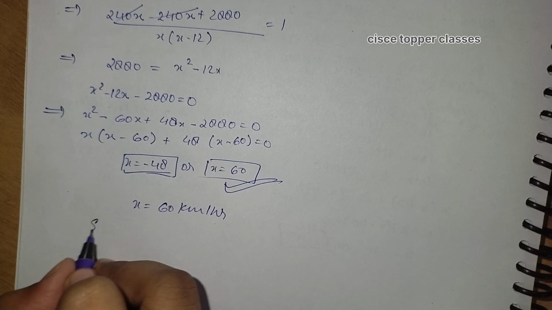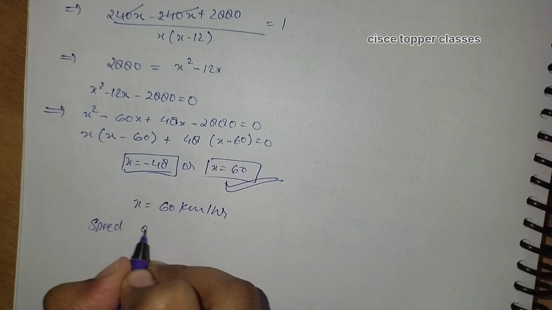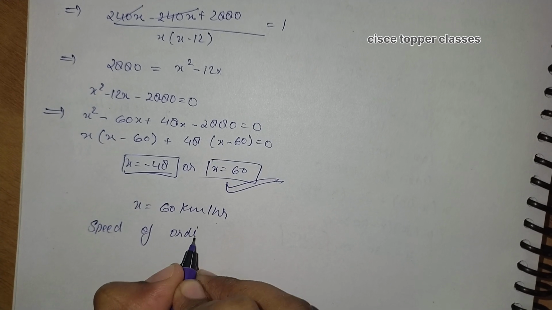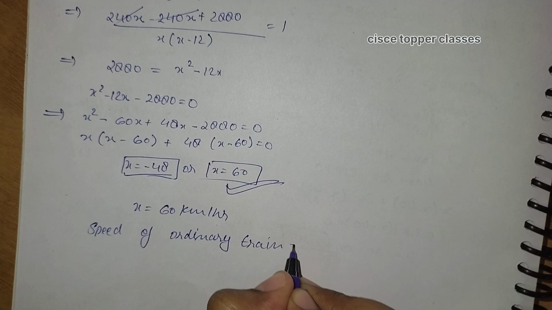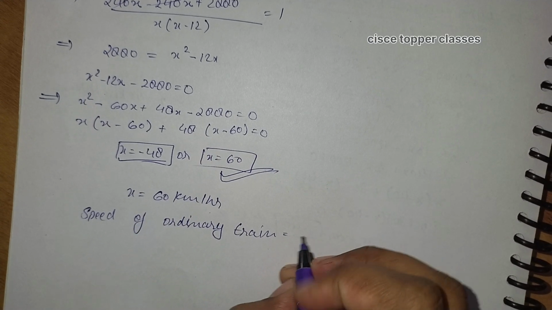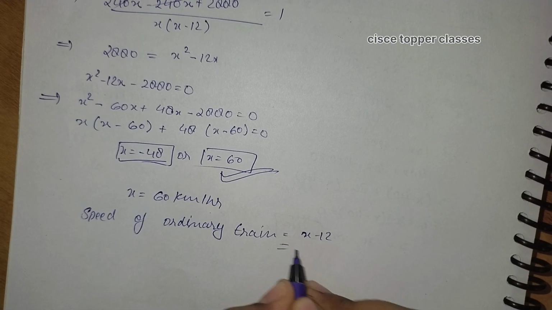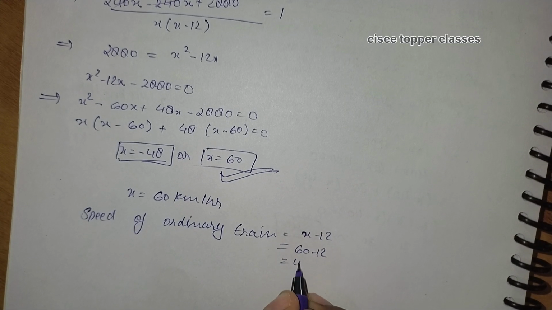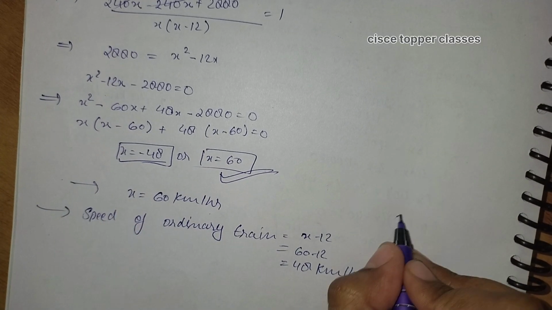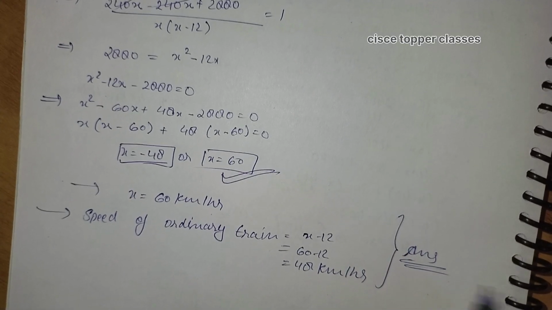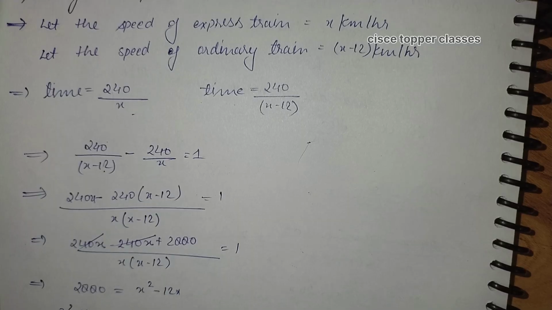And the speed of the ordinary train, we have calculated as x minus 12. So speed of ordinary train is equal to x minus 12. So 60 minus 12 is equal to 48 kilometer per hour is the speed of the ordinary train. So this is the final answer of this question, and this is the final solution of question number 26 here.